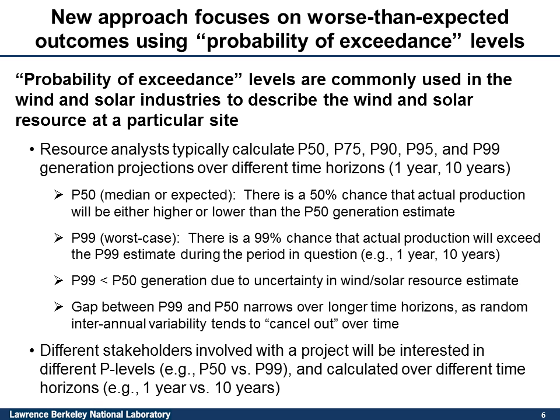So this brings me to this new framework that's developed in this report, which focuses on comparing worse than expected outcomes using probability of exceedance. Just to quickly introduce probability of exceedance, it's a tool that has long been used in the wind and solar industries to describe the uncertainty surrounding projections of annual energy production at a given project site. And those uncertainties in energy production are, of course, closely tied to uncertainty surrounding the quality of the underlying wind or solar resource.